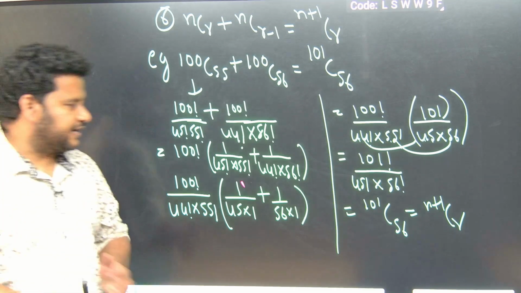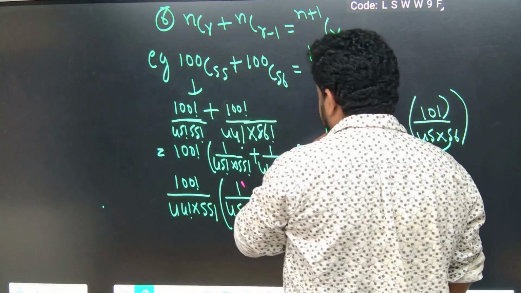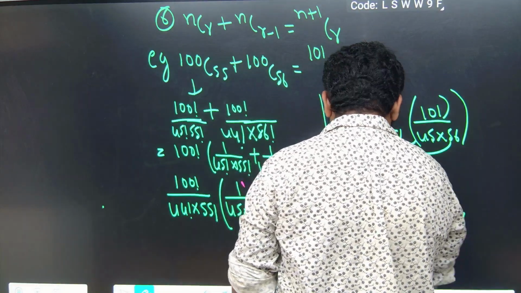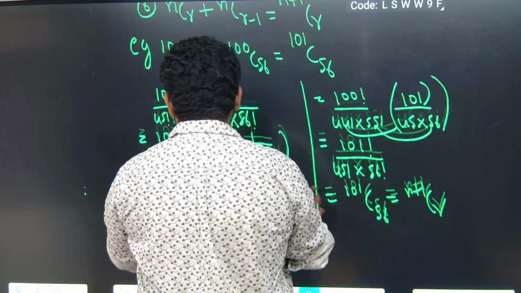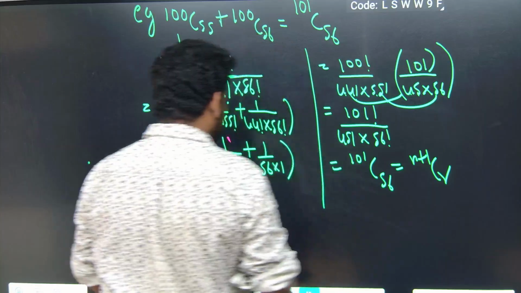Okay. Now let us go to the next property, the last property, that is property number 7. Very important property, this one also. I can show you the utility by solving one question of this.